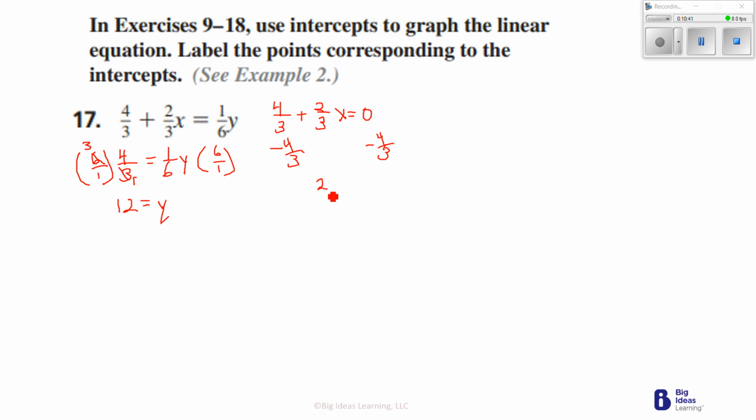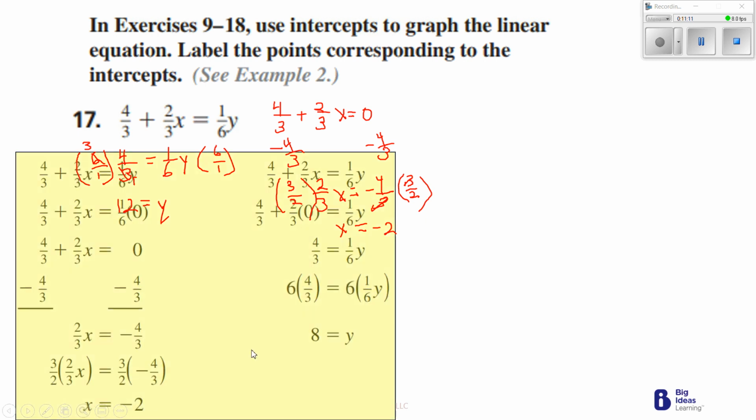This will give me 2/3 x is equal to negative 4/3. That, of course, will allow me to multiply by 3 over 2 to both sides in order to isolate my variable x. I know I can reduce by getting rid of the 3's, and now I have negative 4 over 2, which is negative 2. So, see here, that x is negative 2, and that's what I have here, and y would be 8.